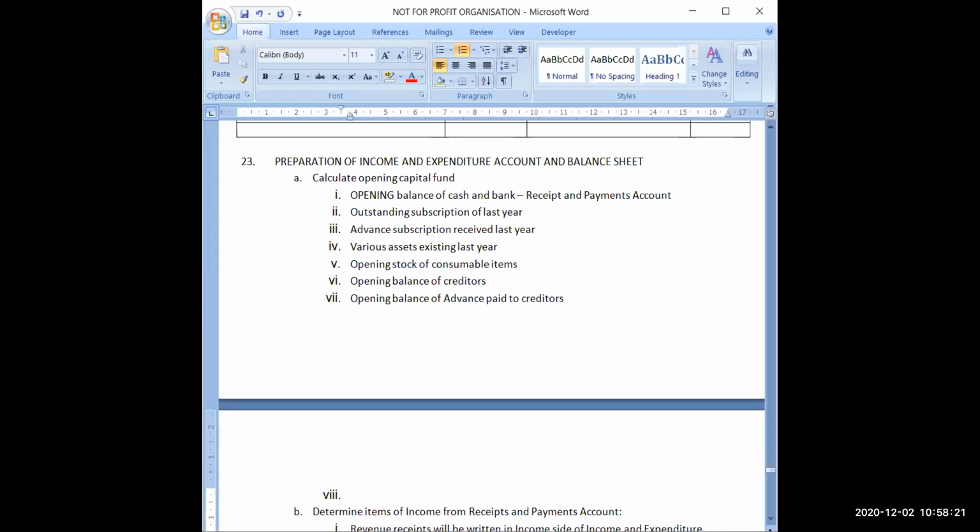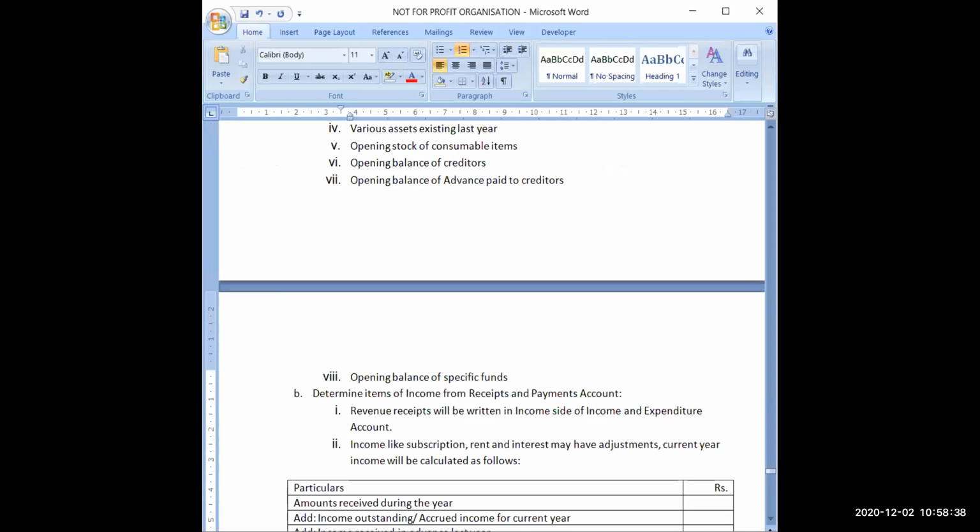You may get the opening balance of funds also, the opening balance of specific funds, that you will get in the question. Such balances will be written in the opening balance sheet and you will find out the difference, assets minus liabilities, and the difference will be the opening capital fund. I hope this point is clear. First step is clear.